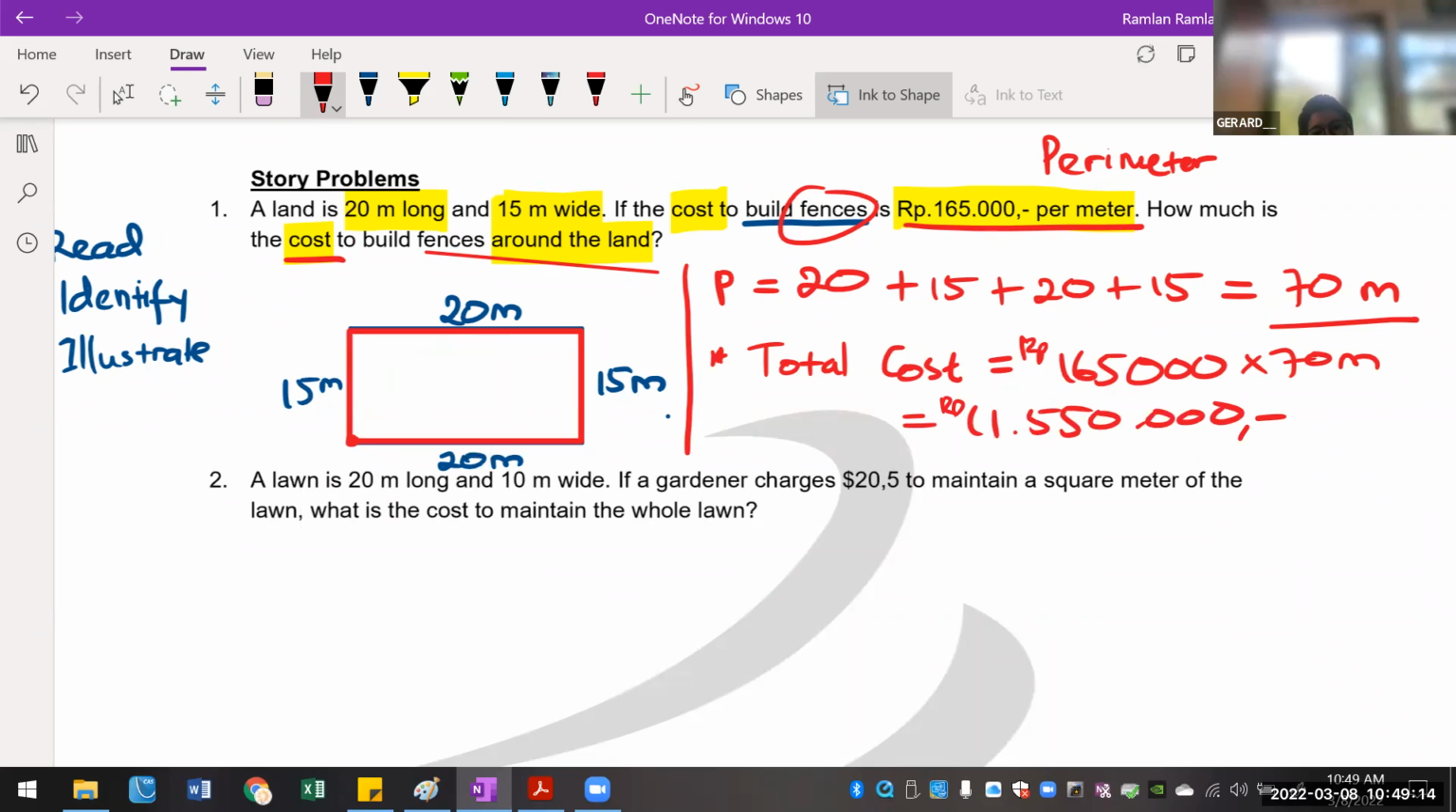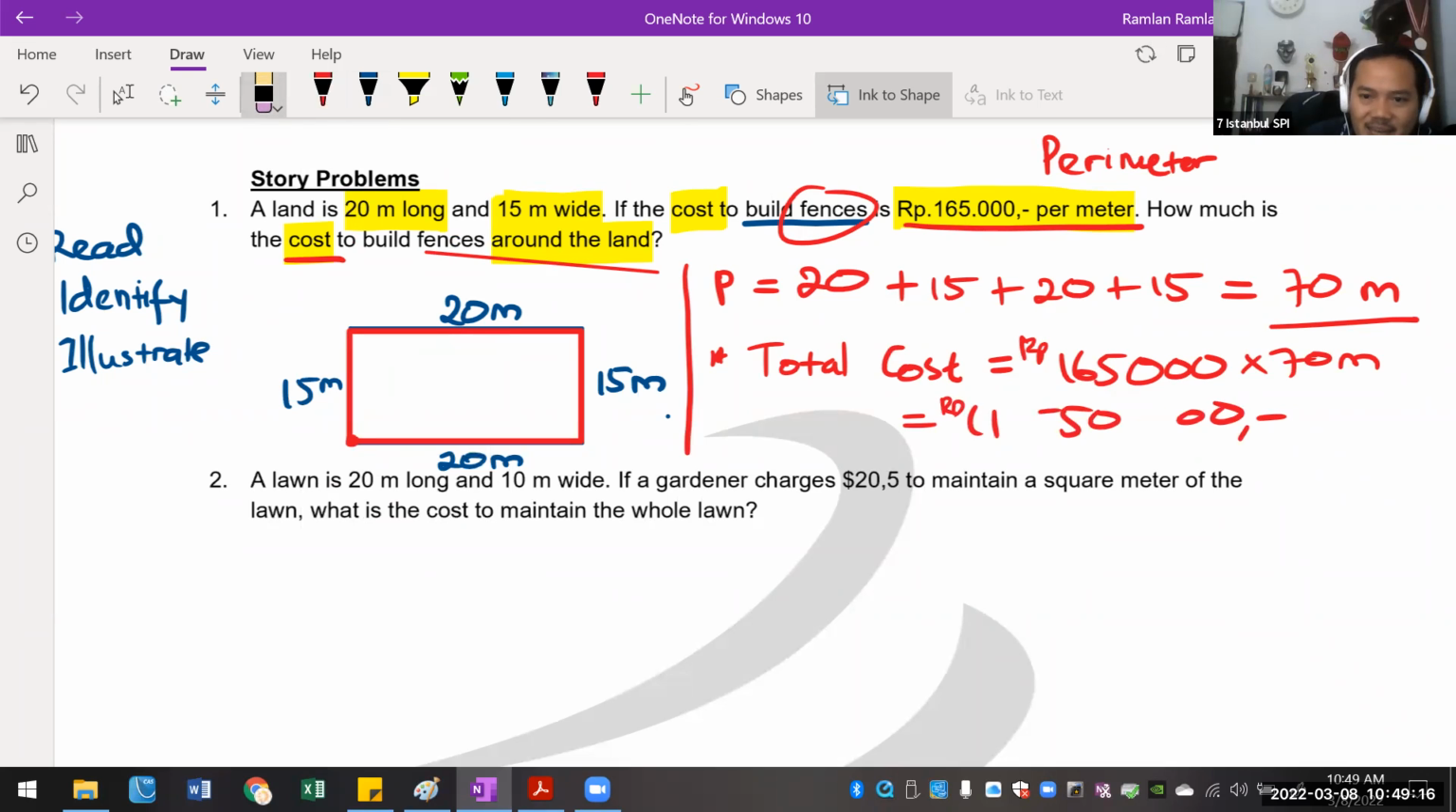Don't use a dot as the multiplication sign. It's ambiguous, sorry guys. We should not use that point. So I'm going to write it just like this. Okay, here we go. So we have 11,550,000 rupiah.